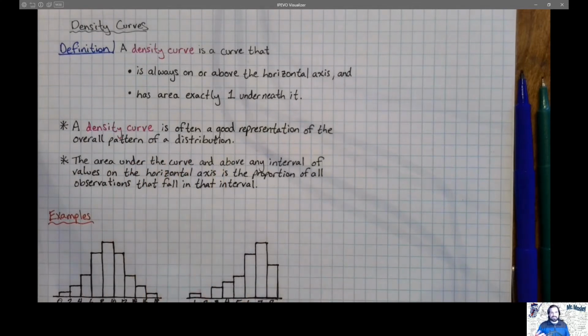Just remember, the shape of a distribution is one of the key things we always want to describe when we're describing a distribution. The area under the curve and above any interval of values on the horizontal axis is the proportion of all observations that fall in that interval. So it allows us to quantify how much of our data is within a certain range, and we always know that 100% of our data lies under the density curve and above the x-axis.